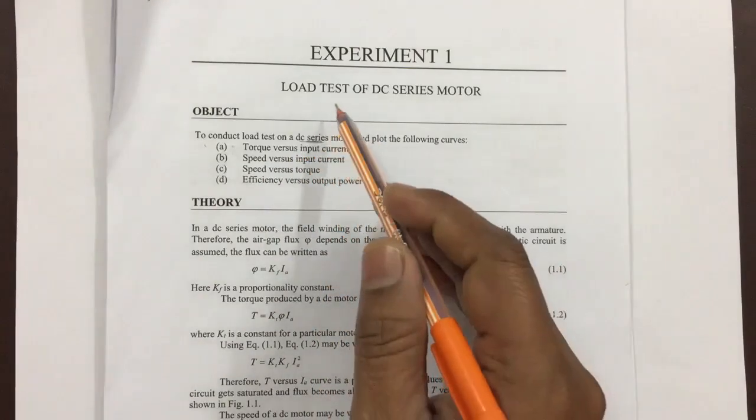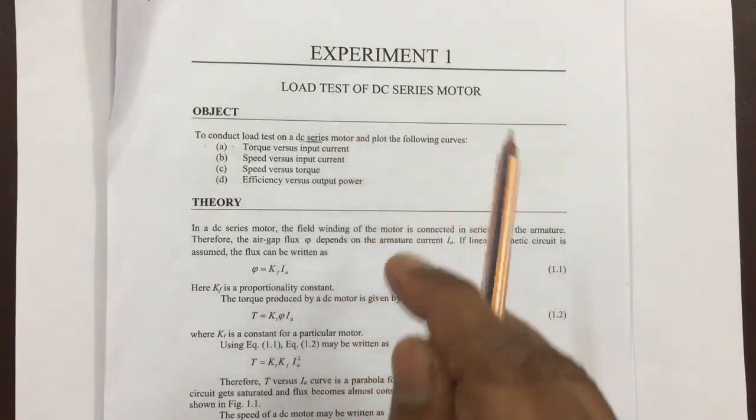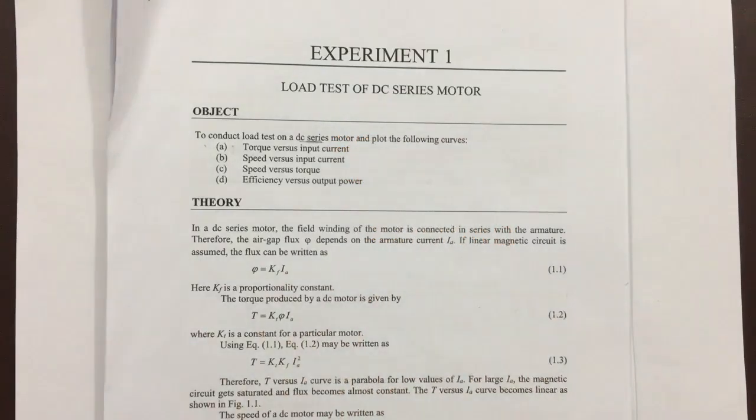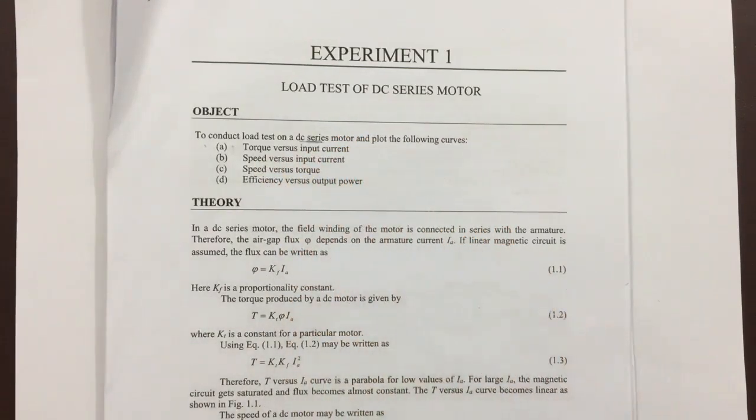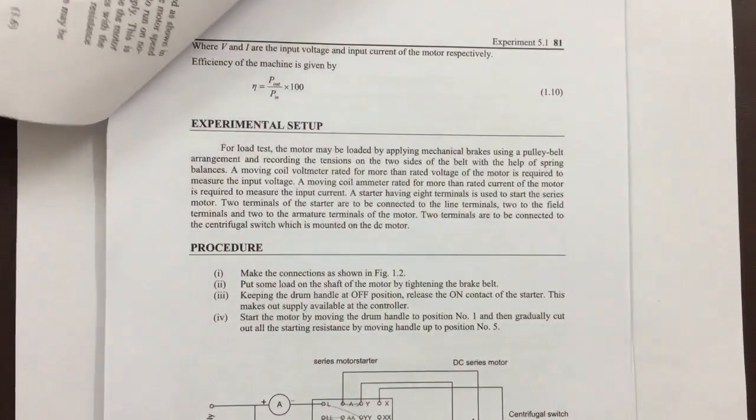It means we have to perform the experiment by applying the load on a DC series motor, and we have to record these parameters so that we can plot and find the characteristics in different loading conditions.